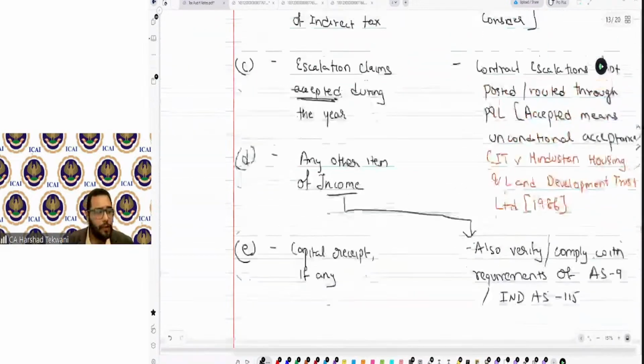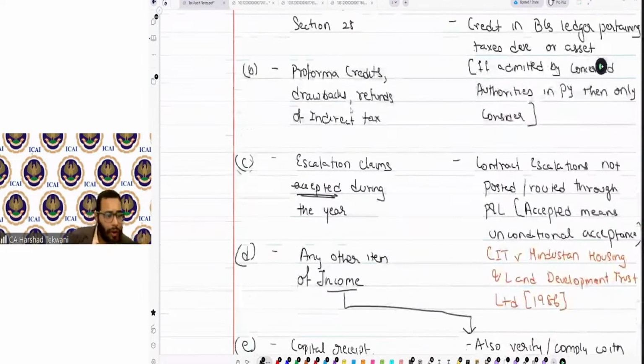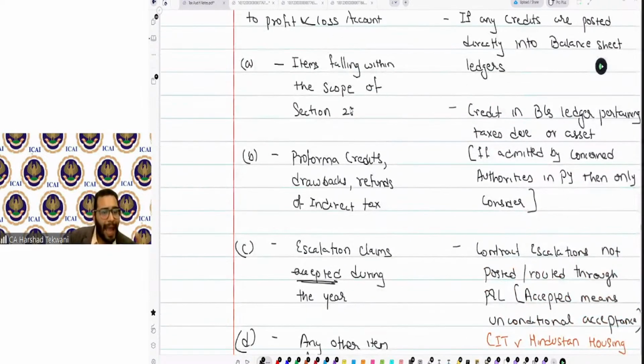So that is with respect to clause 16, how you need to audit and how you need to identify these details. Okay. Now there is one query. What do we mean by admitted? Admitted means they have admitted that this particular pro forma credit drawback refund will be paid to you. So it has become due. That is what admitted means.